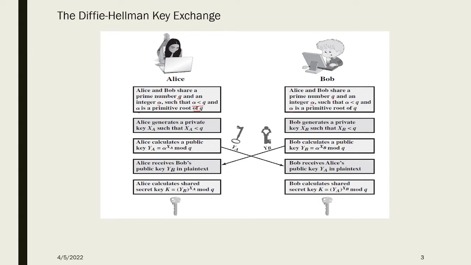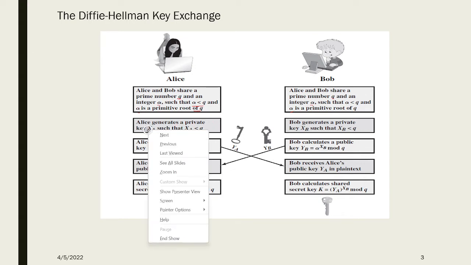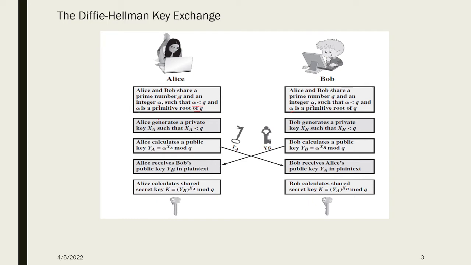The second step is Alice generates a private key XA. Here X denotes the private key and A denotes the first letter of the participant, that is Alice. And here we have a condition, the private key should be less than Q. Similarly, Bob also generates a private key. Here the private key is denoted as XB, where B is the first letter of the name Bob, and the condition is XB should be less than Q.